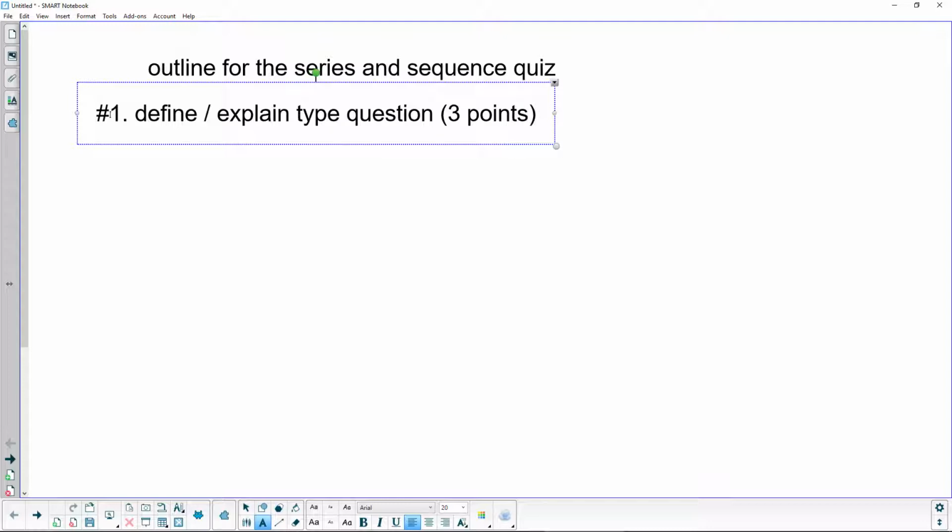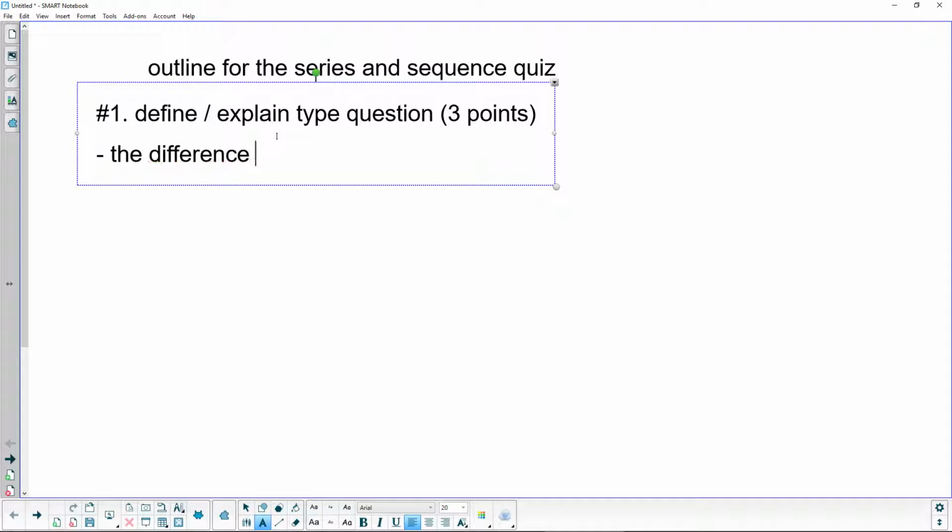What are you going to need to know? You're going to need to know 3 of the following. Okay, and it depends on the year which 3 I choose. You probably saw that there on that original one, but that might be different because, depending on the year, I change it up. Okay, so the first thing is the difference between a series and a sequence.